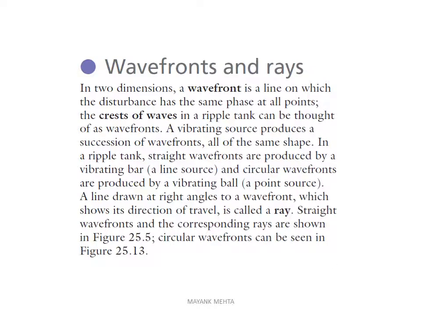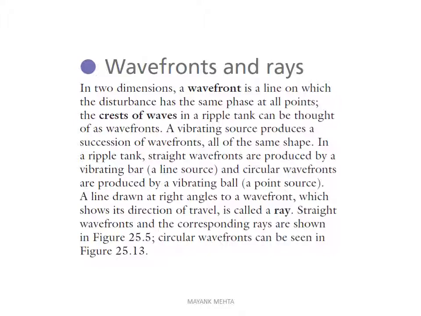Now wavefront and rays. In two dimensions, a wavefront is a line on which the disturbance has the same phase at all points. Suppose you are standing opposite the ocean, then the wave that is coming towards you is not actually a single wave, it is actually a whole wavefront. The disturbance has the same phase at all points, and the crests of waves in a ripple tank can be brought out as wavefronts.